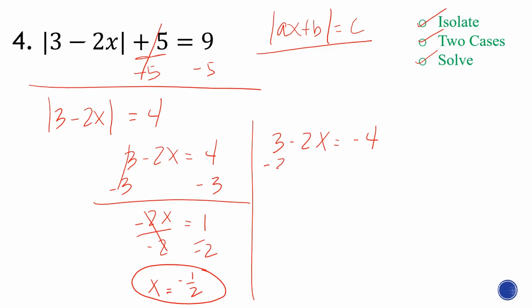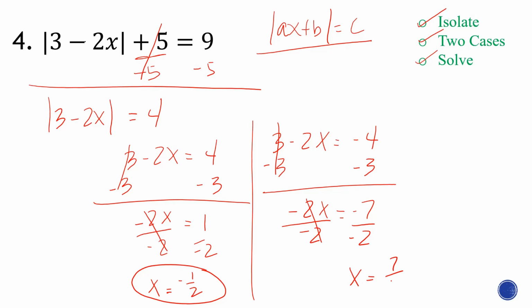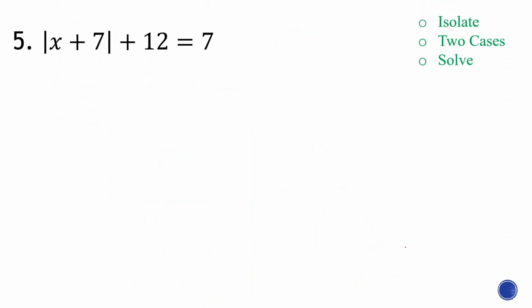Here, same, subtract 3 on both sides. Now both have the same signs, so we will add them. Our answer here is 7 over 2. Okay, let's go to the next example.